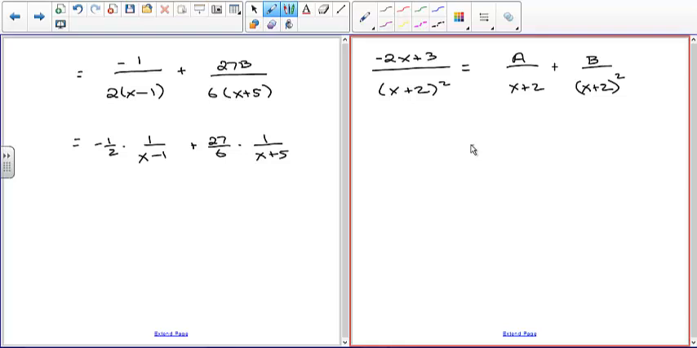So to get a common denominator, all I have to do is multiply this first part by x plus 2 in the numerator and the denominator. So you get A times x plus 2. We don't have to do anything with the B because it already has the right denominator. So that's that.